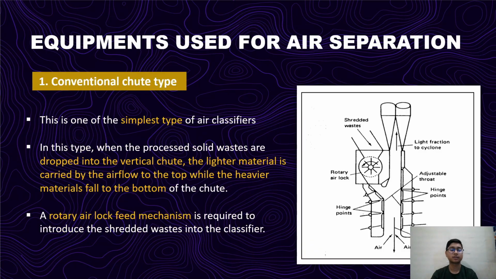Equipment used for air separation. The first one is conventional chute type. It is one of the simplest types of air classifiers. In this type, when the processed solid waste is dropped into the vertical chute, the lighter material is carried by the airflow to the top, while the heavier materials fall to the bottom of the chute. A rotary air-lock feed mechanism is required to introduce the shredded material into the classifier.